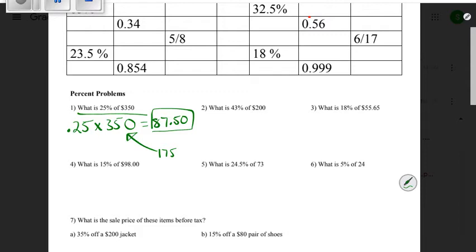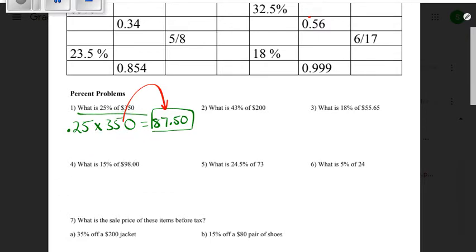I'm trying to get you to understand what percentages are. 25% is like a quarter, because 50% is a half, and so 25% is a quarter of that. If you take 350 on your calculator, try it, 350 divided by 4, you get that same answer, because a quarter is 25%. If that makes any sense.